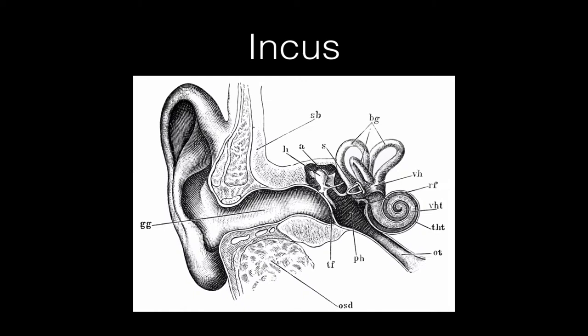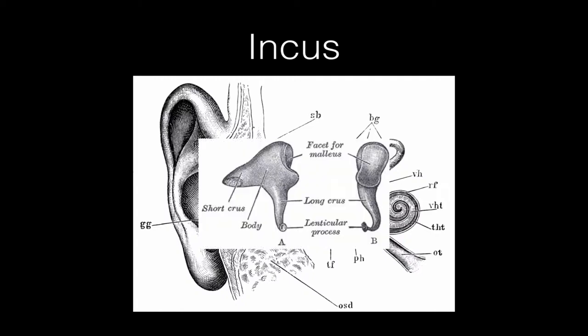Then we have the incus. The incus is the middle of the bones. It is here. When the malleus vibrates, it will then vibrate the incus. Here is the incus up close.